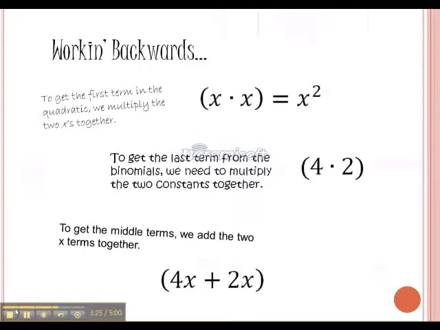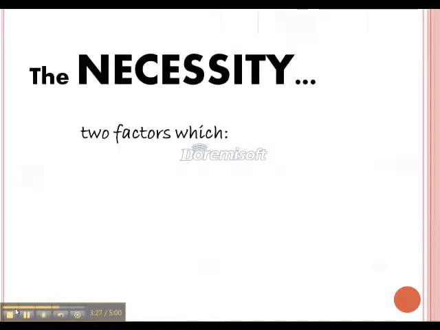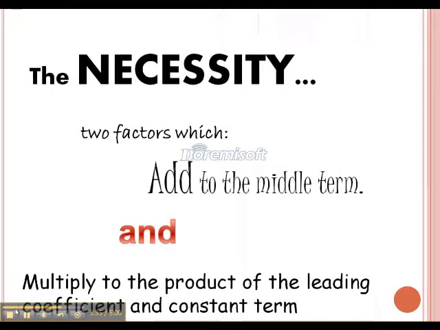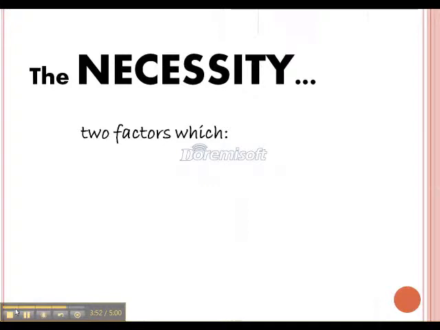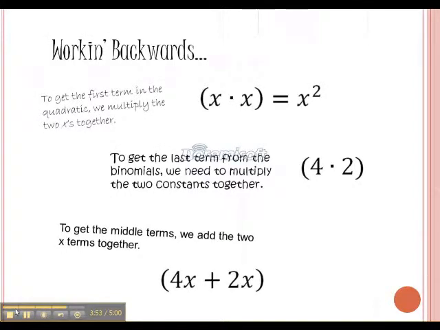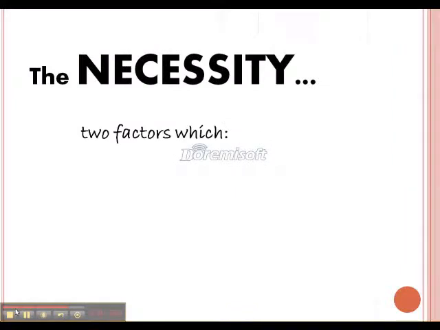In order to complete this, we need to find two factors which add to the middle term and multiply to the product of the leading coefficient and the constant term. So for our case, we needed to multiply to 8 and add to 6. That's kind of interesting, as what we just saw on the previous slide. 4 times 2 is 8, and 4 plus 2 is 6. So there must be a relationship between the two, which is addition and multiplication.